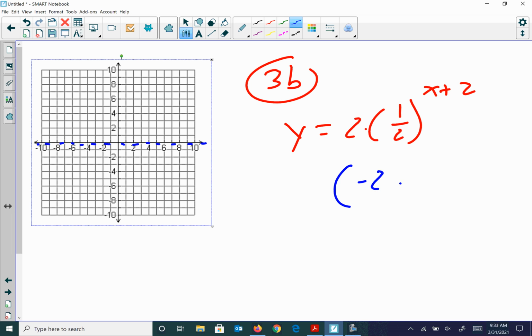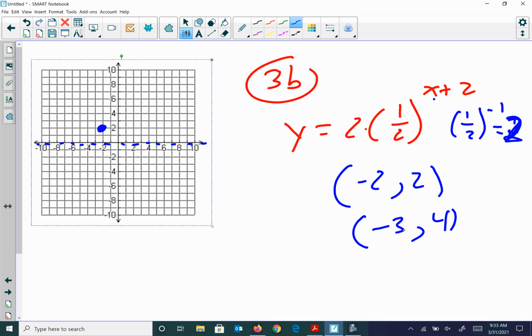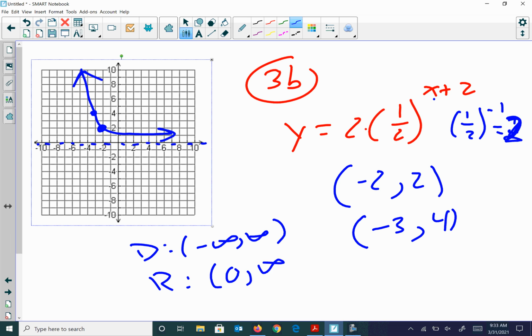So if I take negative 2 and plug it in, negative 2 plus 2 is 0. 1/2 to the 0 is 1. 1 times 2 is 2. So I get negative 2, 2. Maybe I'm going to choose negative 3. If I go negative 3, I get 1/2 to the negative 1, which just gives me positive 2. Positive 2 times 2 is 4, so I get negative 3, 4, which is here. So that's what our graph's going to look like. Domain will go from negative to positive infinity. Range is going to go from the asymptote of 0 to infinity, all soft brackets.